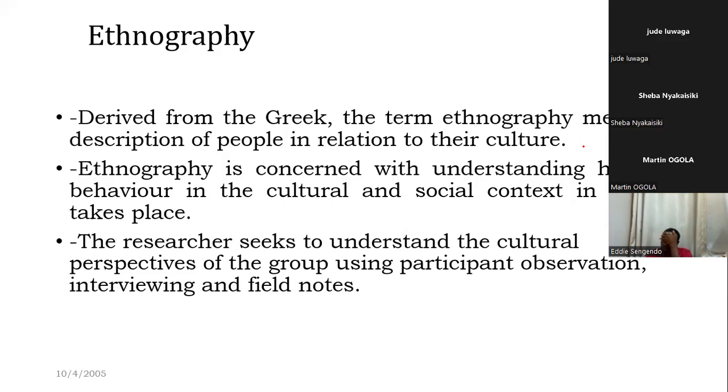Jude, you have a question? Your hand is up. Doctor, what do you mean by laboratory experiments? Laboratory experiments, okay.